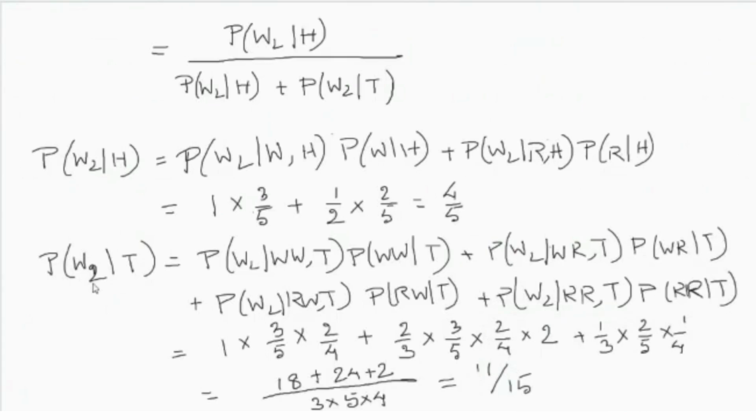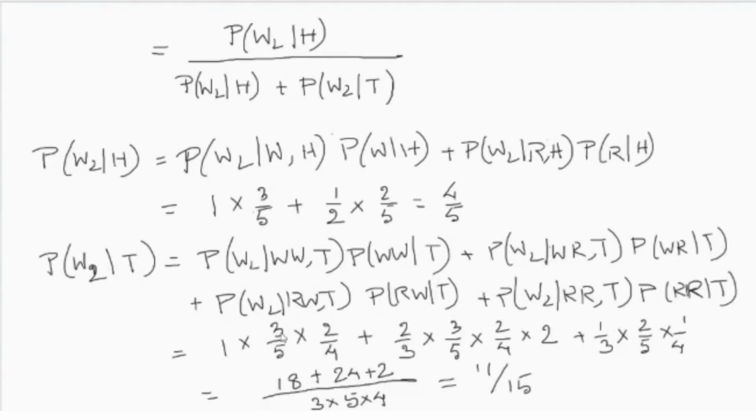And probability of W2 given tail, there are 4 cases, because here we're actually drawing 2 balls from the first urn. So the cases can be found out similarly. Probability of W2 given 2 whites, into probability of 2 whites given tail. And the 4 cases I have written them down: 2 whites, the first white and second red, first red and second white, and the 2 reds.